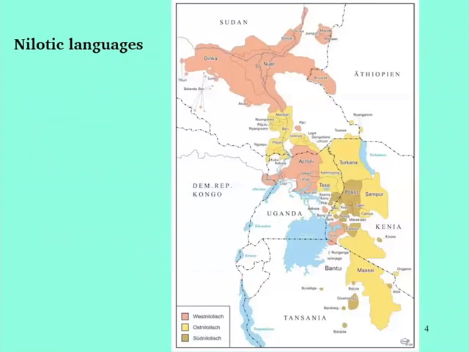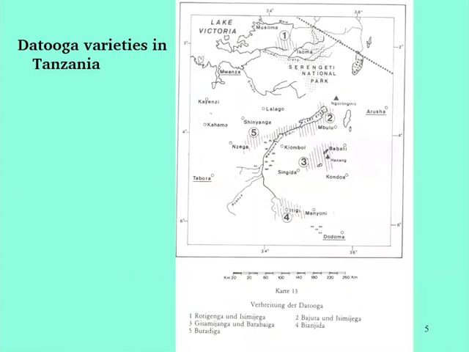For a geographical orientation, you all know this, probably, we are in Tanzania, and my data are drawn from the Burediga and the Gisamjanga dialects, that is number three and number five in this map, which is taken from Rottland. Both dialects represent the western and the eastern branch of the Datooga dialect continuum. So this is for the basic orientation.